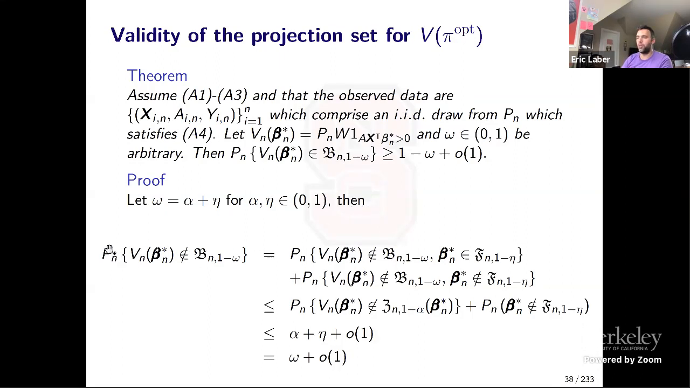The proof is trivial, but I think it helps to illustrate what's going on here. We look at the probability that we don't cover, so the probability that the value under Pn of beta star n is not in this interval. Let's break it up into two cases. One, it's not in the set and our Wald confidence interval didn't cover beta star n, or our interval did cover beta star n, but it didn't cover the value. In our first projection set, this term was just 0, but now that's no longer the case.